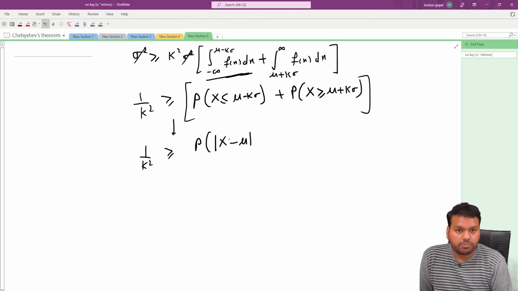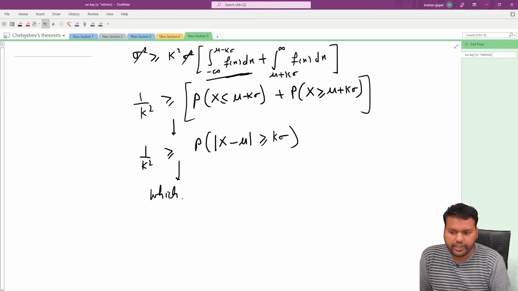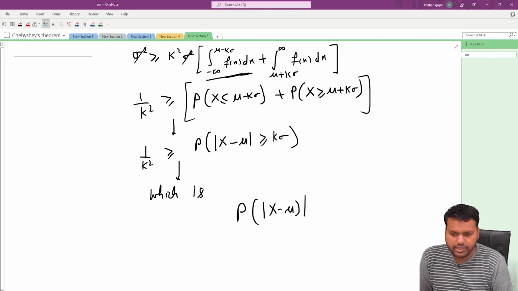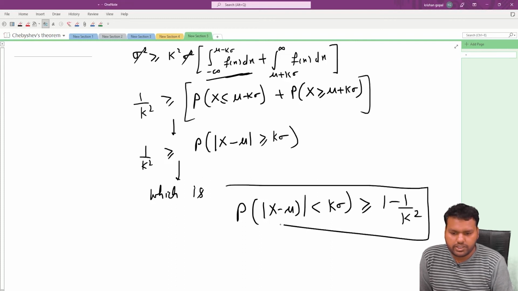With the help of the modulus property, I can write the probability of mod of X minus mu greater than k sigma, which is the probability of mod of X minus mu, where here we change this one to k sigma, greater than or equal to 1 minus 1 upon k square. So this is the Chebyshev inequality we have.